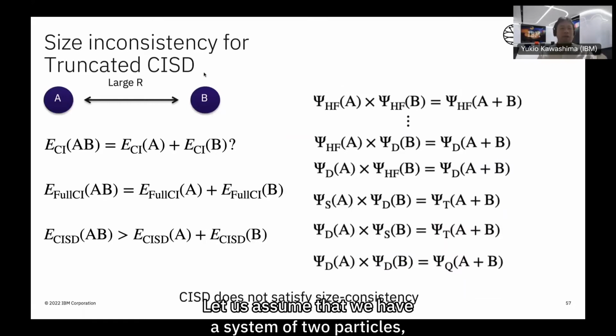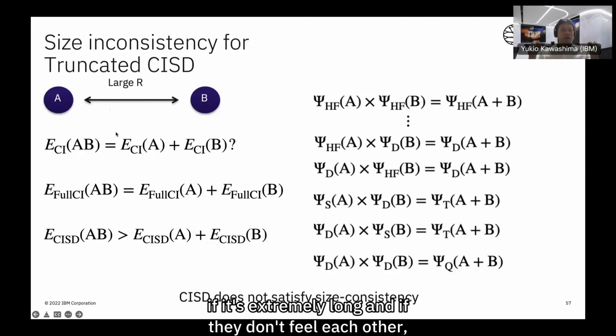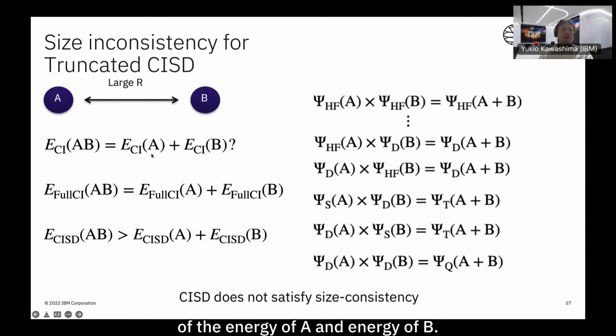Let us assume that we have a system of 2 particles which are very far from each other. If the distance is extremely long, then they don't feel each other, and the energy of this system should be the summation of the energy of A and the energy of B. For the exact diagonalization, full CI, this will hold. How about when we truncate this?